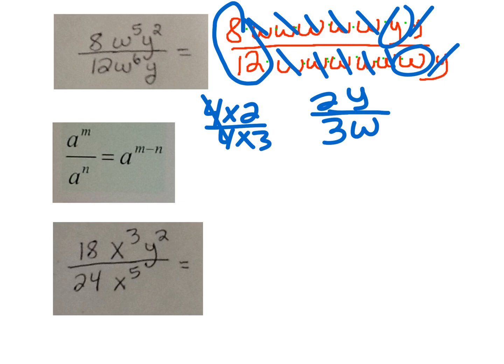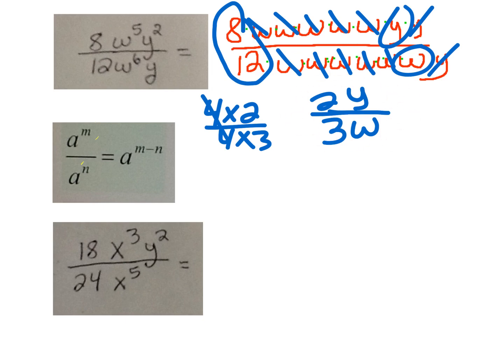So if I compare it to this rule, again I'm dividing the exponents, or I'm subtracting the exponents. Okay, so let's look. I have 5 and 6. I subtracted them, but the W is still on the bottom here because that's the most W's. And then I have 2 minus 1, and that's going to go on the top because it has the most Y's. And there's my answer.